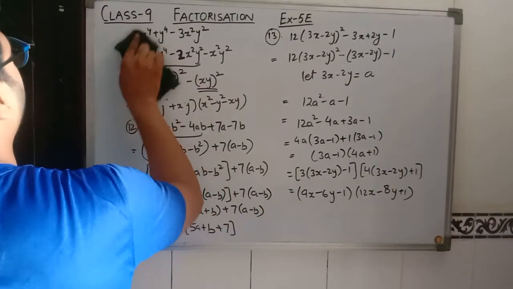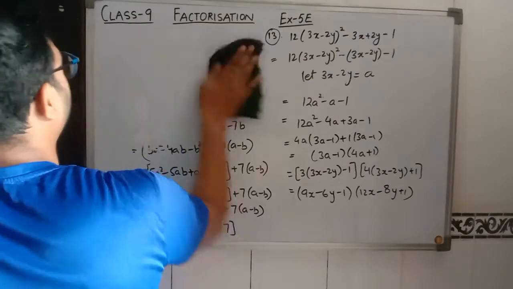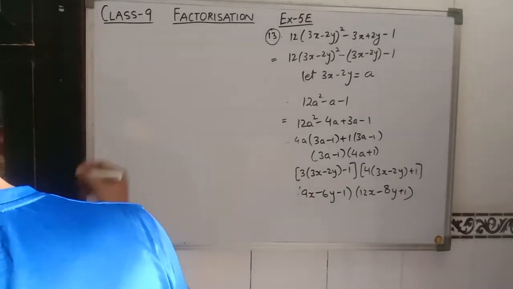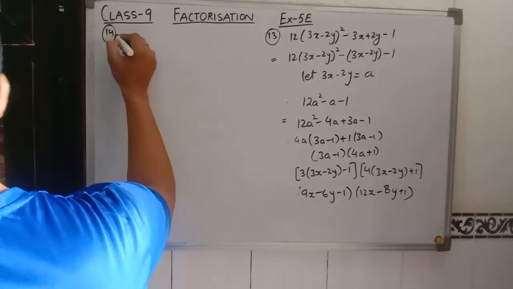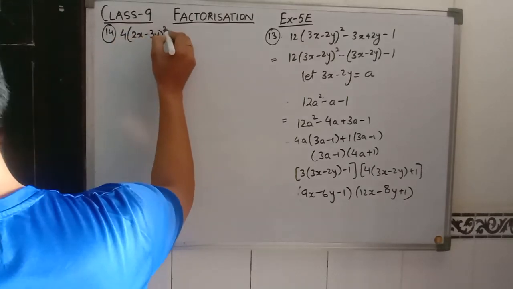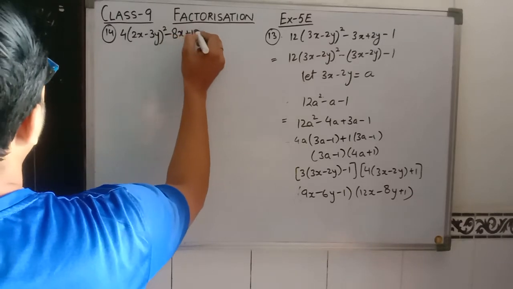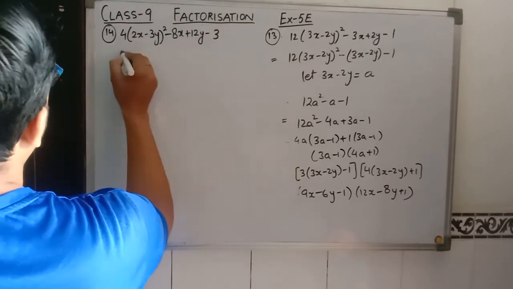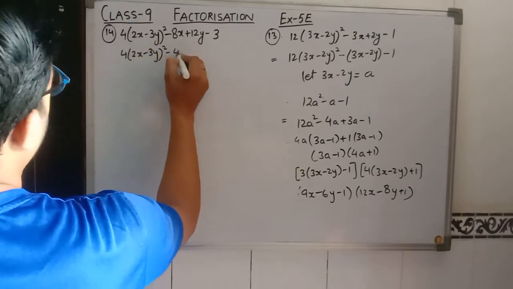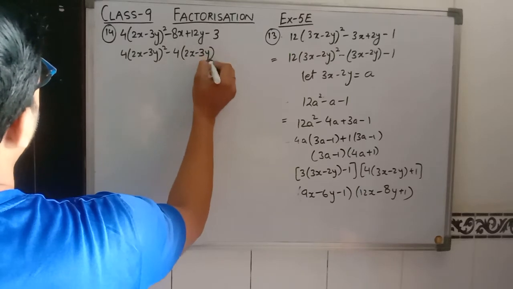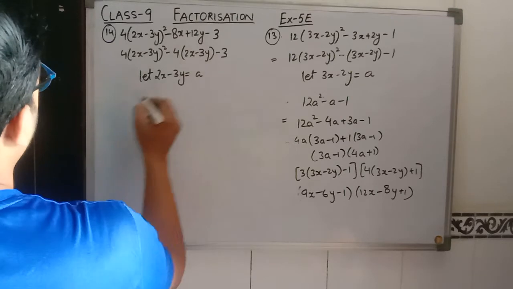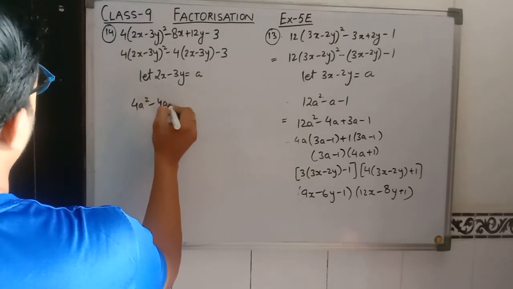Now proceeding further, we are coming to the next question, question number 14. Let's see what method it will take. In this also we have to consider. Question number 14 is saying 4 into (2x minus 3y) whole square minus 8x plus 12y minus 3. So the first term will remain the same, nothing changes. In the next two terms we can take 4 as common, so again 2x minus 3y. Now we can consider 2x minus 3y as a. So the question will become 4a square minus 4a minus 3.